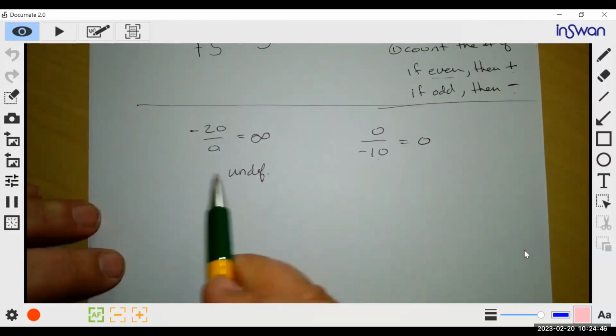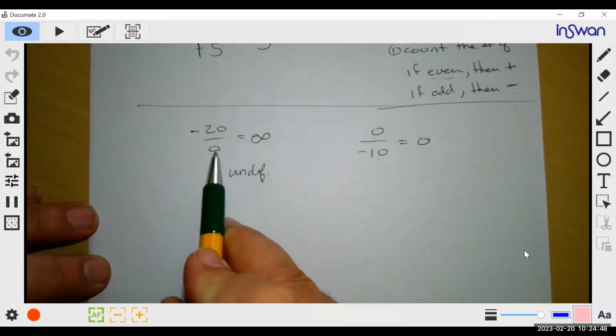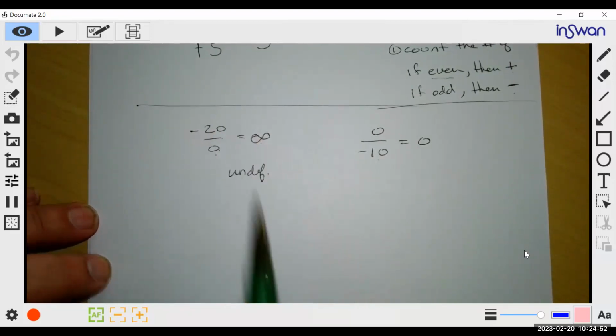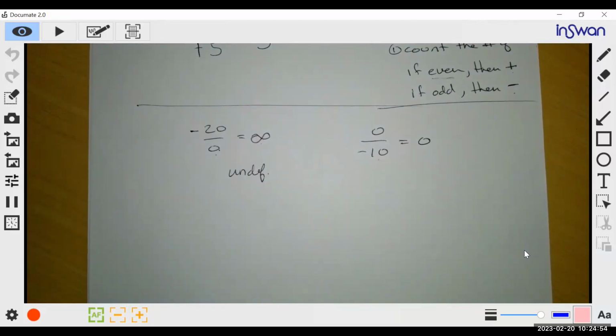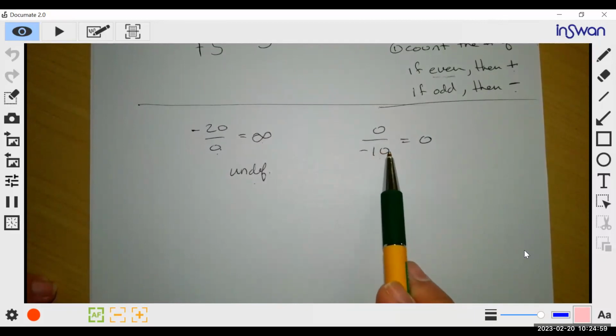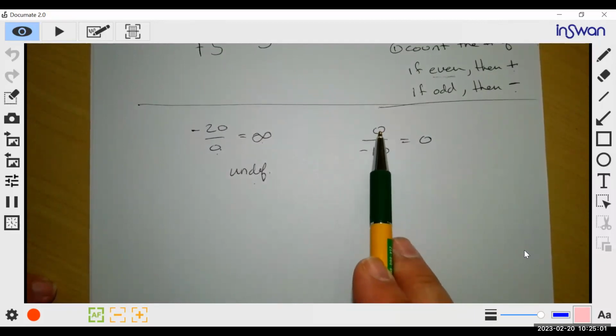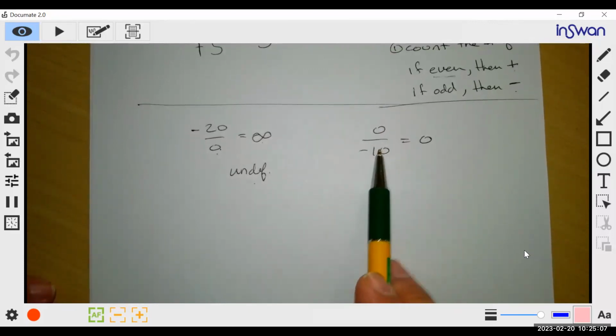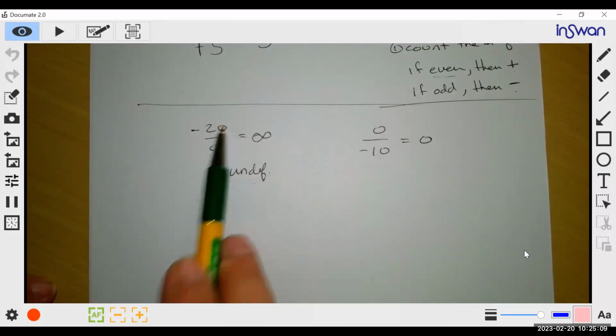That's what it is, because if the 0 is on the bottom, 0 can go into any number an infinite number of times. I can give you nothing forever. And that's undefined. But I can't give $10 to nobody. So that's the way you look at it. I can't give $10 to nobody, but I can give nothing to everybody.